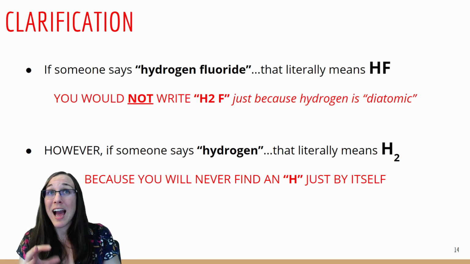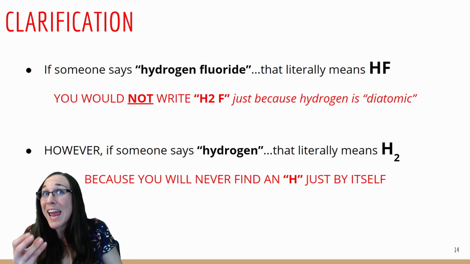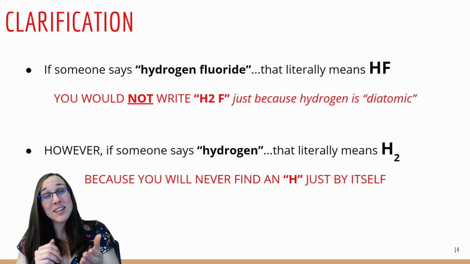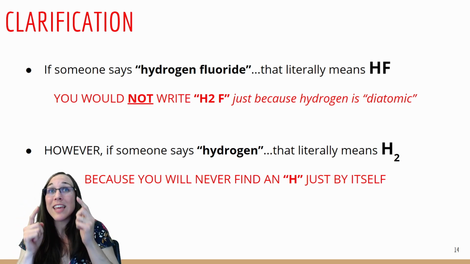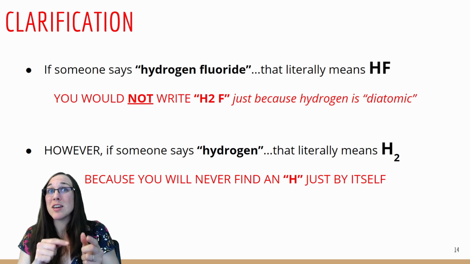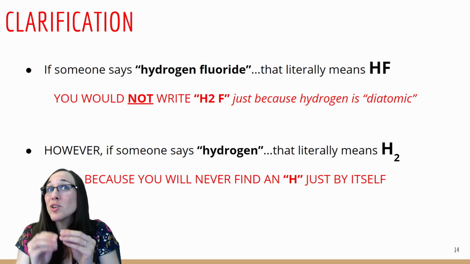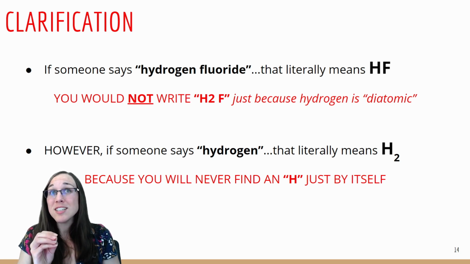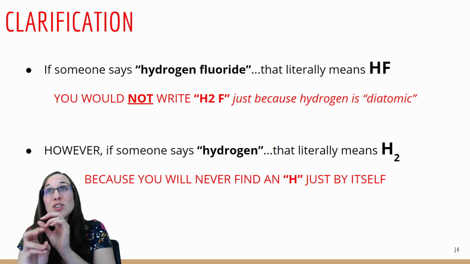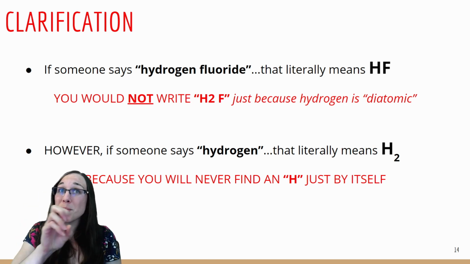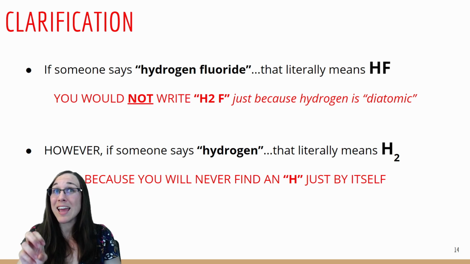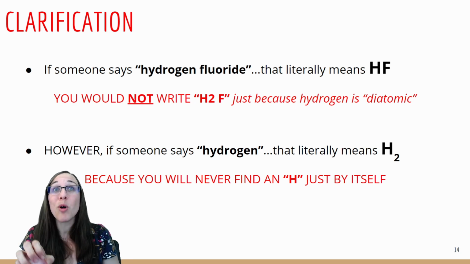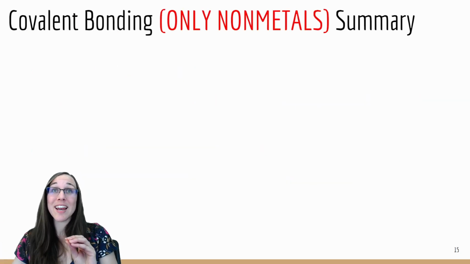However, if I would just say hydrogen, then you would write H2. You wouldn't just write H by itself. In this case, I said hydrogen, so you would have to know, oh, hydrogen can't be alone. It's not just going to be H, it's going to be H2. Again, if I said hydrogen chloride, hydrogen fluoride, hydrogen anything, you would never just have 2 H's connected with whatever it is I told you just because it's diatomic. You only apply the diatomic rule if all I say is hydrogen or nitrogen or oxygen or fluorine or chlorine or bromine or iodine.